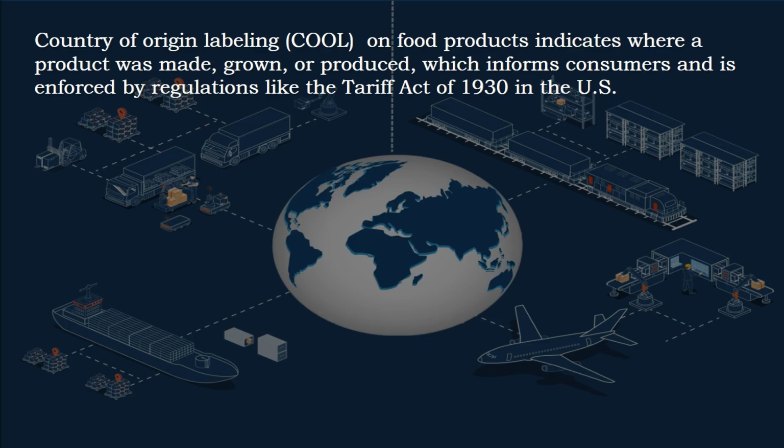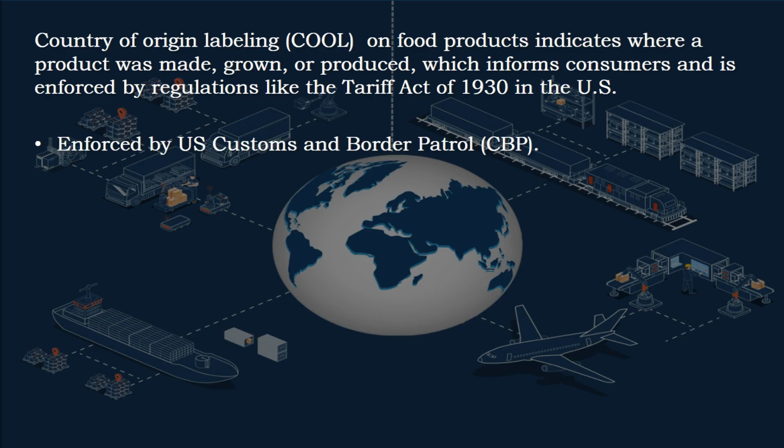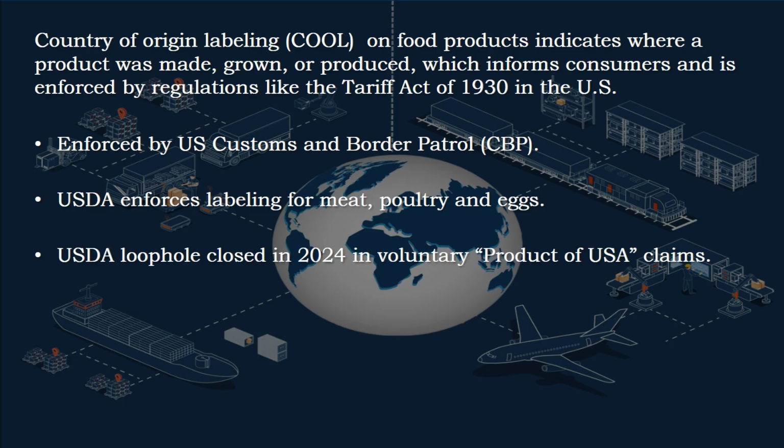Here is some information on U.S. regulations and enforcement. The U.S. Customs and Border Protection, or CBP, enforces the Tariff Act of 1930, which requires imported goods to be marked with their country of origin. The United States Department of Agriculture, or USDA, enforces labeling for specific foods, such as certain types of meat, poultry, and eggs. For ground meat products, such as chicken, lamb, or goat, the label must list all possible countries of origin. A new USDA rule finalized in March 2024 aims to close a loophole in voluntary product of USA claims, which had allowed products that were only packaged in the U.S.